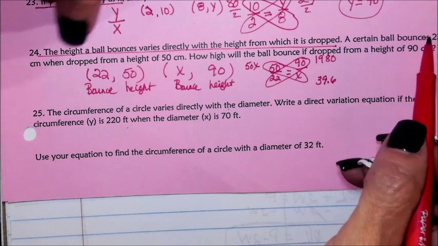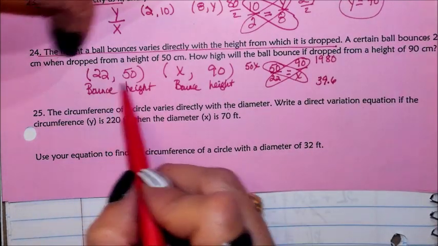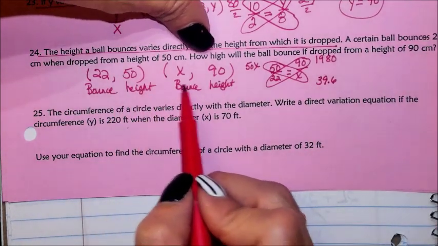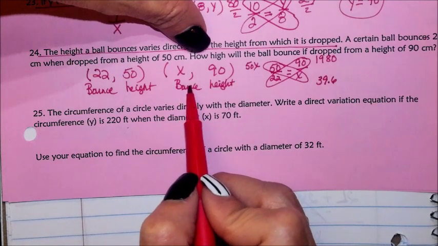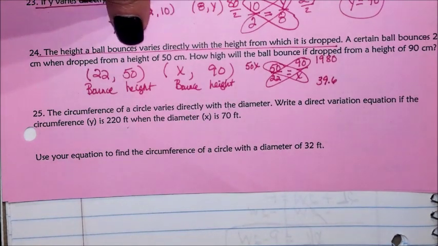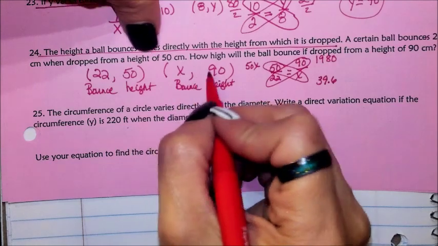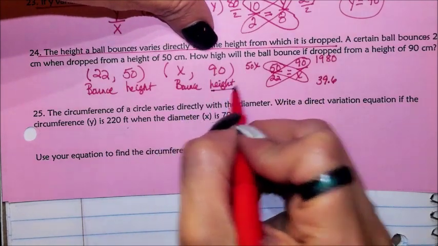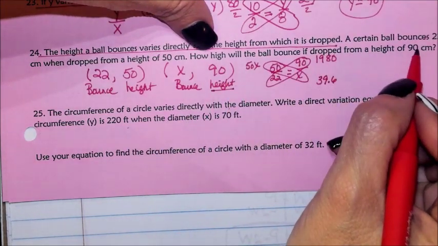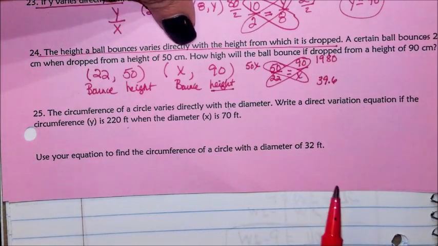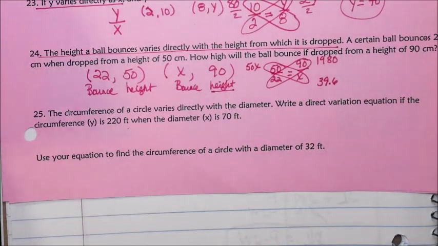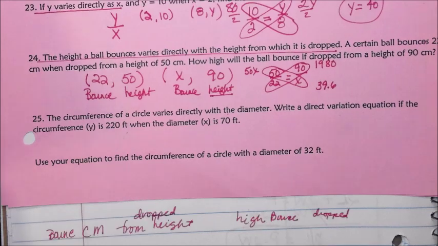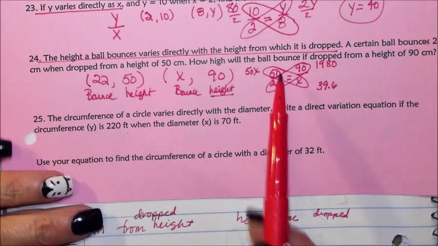All right, the height of a ball bounce varies directly with the height that's dropped. A certain ball bounces 22 centimeters when it's dropped from 50. How high will it bounce? Oh, I did it backwards, didn't I? Oh man. How high will it bounce if it's dropped from 90 centimeters? Oh no, that's right. They worded that wrong. Okay, I'm going to read that one more time, make sure I didn't mess that up and do it backwards. No, we did it right. So I feel pretty good about that.